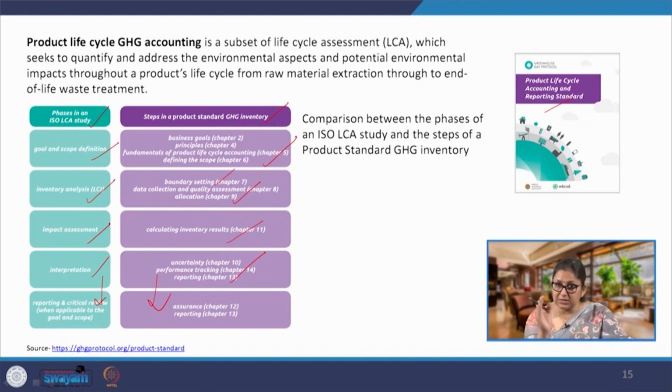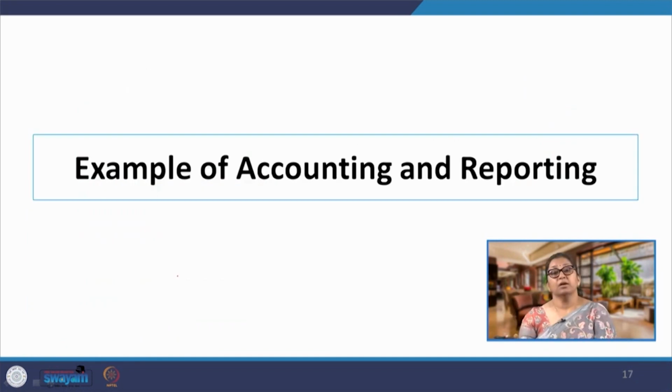So, they are very similar. This particular standard actually draws a lot from the ISO standard. The only thing being that in this particular standard, we are following steps only to account for the GHG emissions and nothing else. Now, once we have looked at the steps of accounting and reporting for different standards, different activities and products, let us quickly go through some of the examples of accounting and reporting.